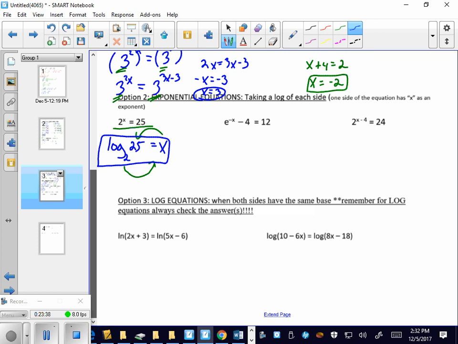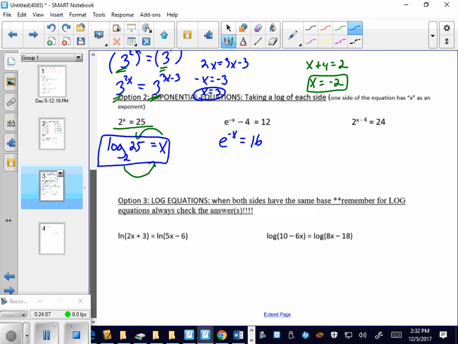All right, the second one. The second one says e to the negative x minus 4 equals 12. Well, the variable, again, is in the exponent, right here, but it's not isolated yet. It's not all by itself on one side of the equation. So in order to do that, I need to add 4 to both sides. So I'm going to get e to the negative x, adding 4 gives me 16.